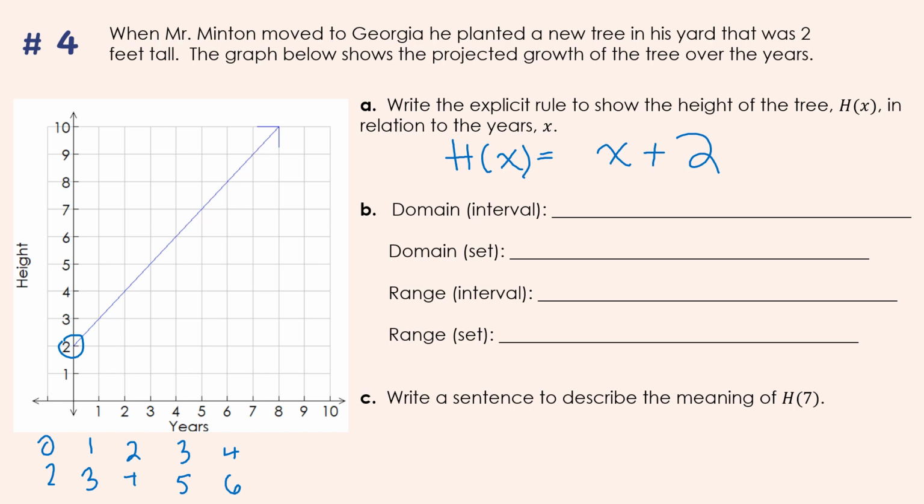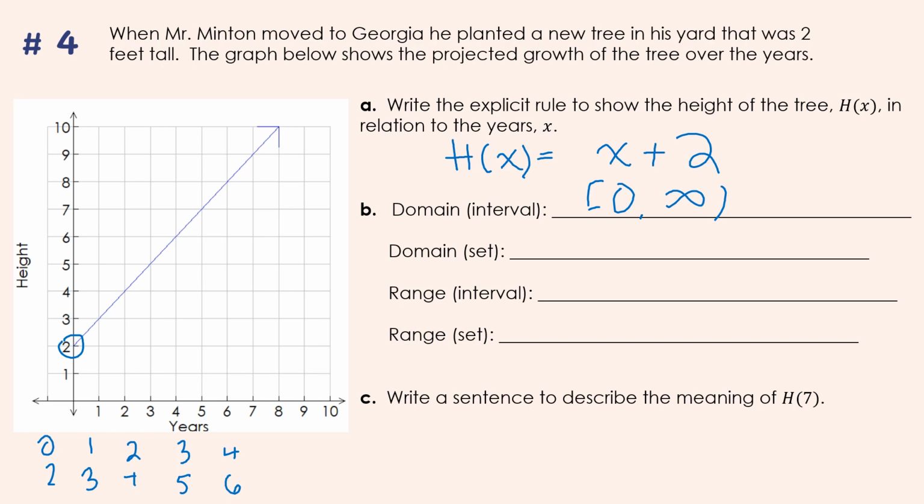Does it go left forever? No. For our domain, we're talking about x, or the years. He planted the tree at 0 years, so this is going to start at year 0. Does it go right forever? Yes, you can see that arrow on the right end, and your tree is going to continue to grow. So because it goes right forever, we're going to use an infinity. Remember that you approach infinity, you can't equal infinity, so we use a parenthesis.